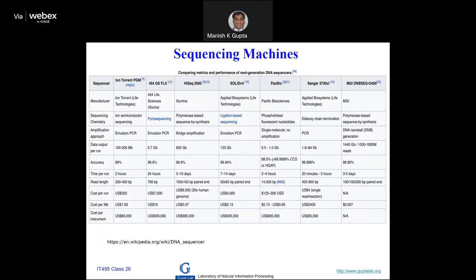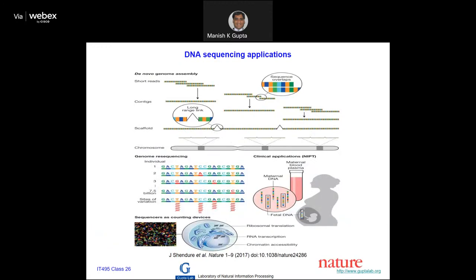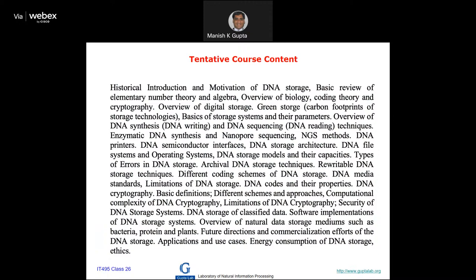Anyway, that's all for sequencing. There are different applications of sequencing, and DNA storage is one of them, right? Sequencers as counting devices, clinical applications, genome resequencing. As you know, for all the viral diseases sequencing is very, very popular and very important. Okay, so I think we have covered a few things, and a couple of things are left. First of all, we are going to cover DNA synthesis next. How do we write? That is very, very important.